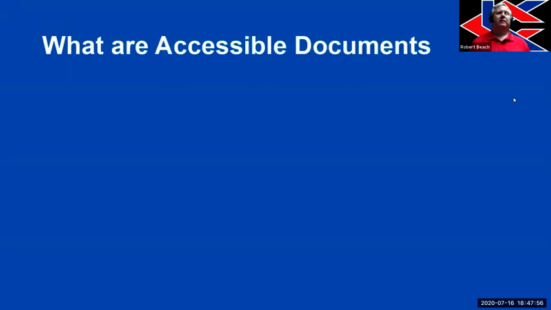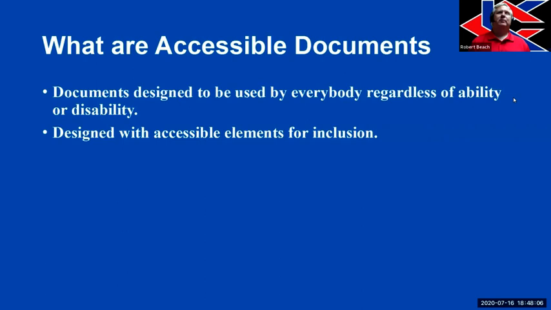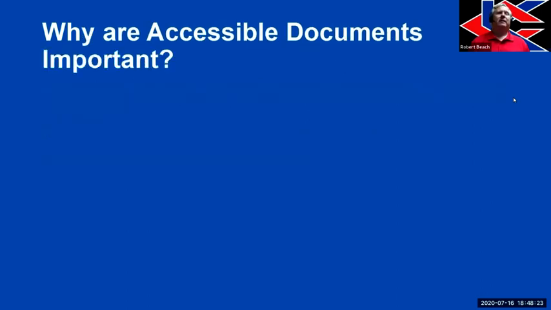Firstly, what are accessible documents? Documents designed to be used by as many people as possible, regardless of ability or disability. Accessible documents are documents designed with accessible elements in them to improve inclusion. Accessible documents do not contain inaccessible elements. It's pretty basic.